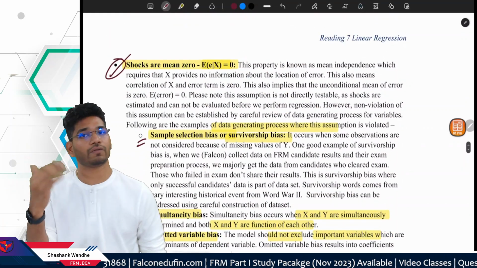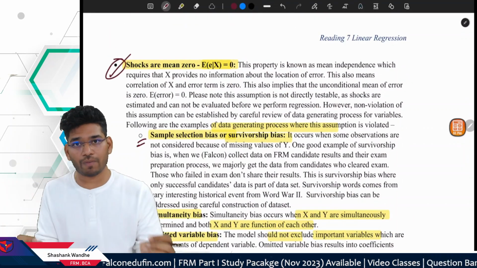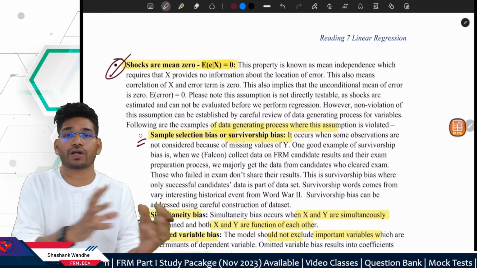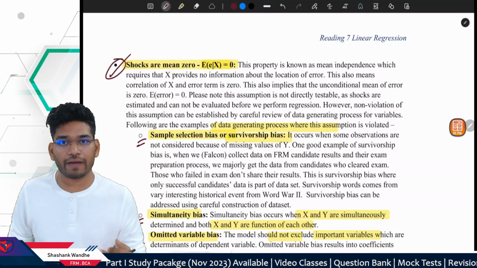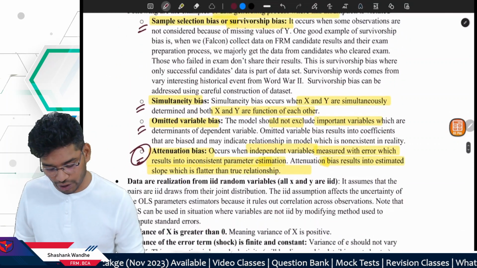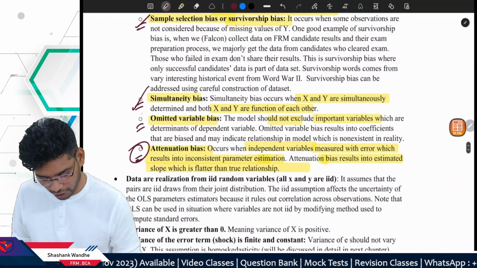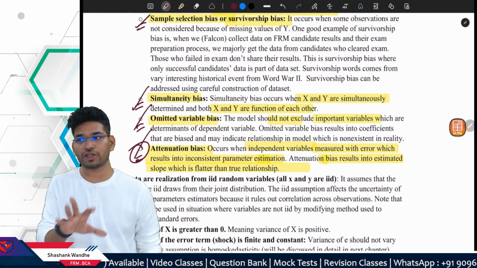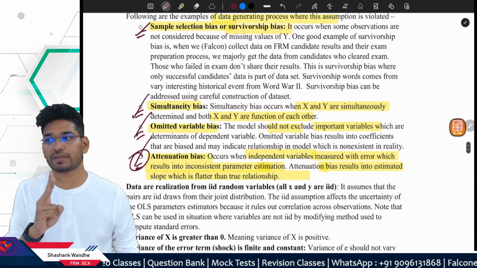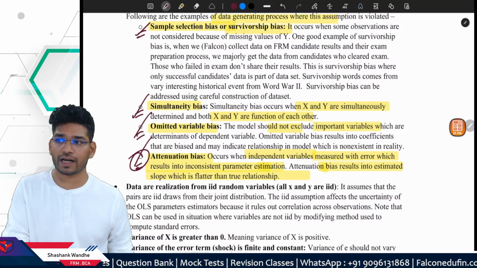Shocks are mean 0. We can't correct it in the model, so we can't treat the model in a certain manner which makes sure the shocks are mean 0. So the only way out is you have to follow a certain procedure in the data generation process. In the data generation process, we will ensure all these measures are taken care of. There is no sample selection bias or survivorship bias, simultaneity bias, omitted variable bias, and attenuation bias.